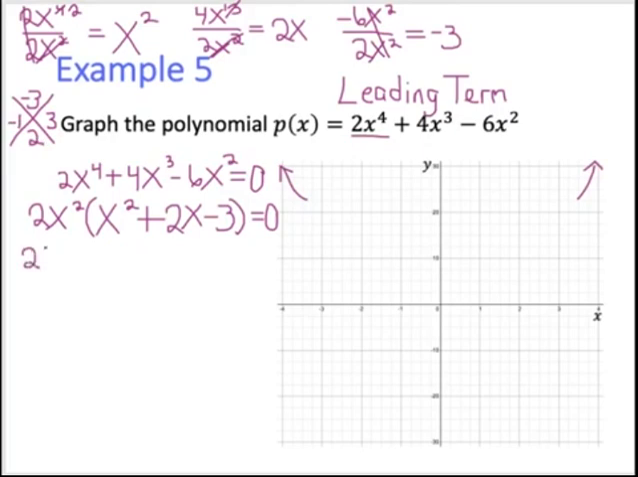So then here we have 2x squared times x minus 1 times x plus 3 is equal to 0.